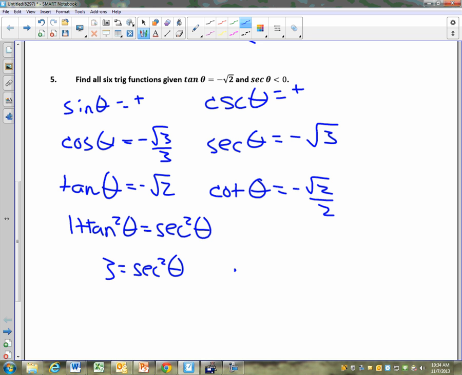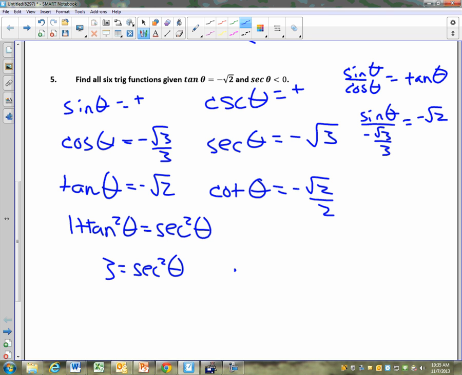And then Kaylee chose to do this. This is a good idea. You have sine of theta over cosine of theta equals tangent of theta. So that means that you have sine of theta over negative root of 3 over 3 is equal to negative root of 2.